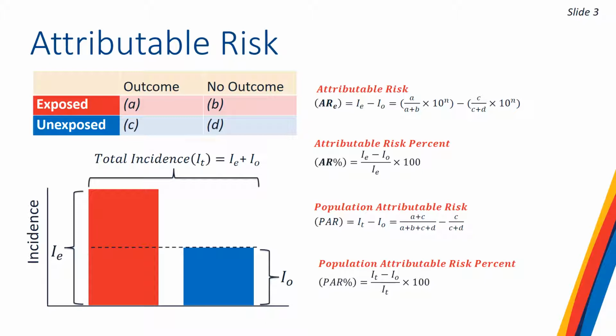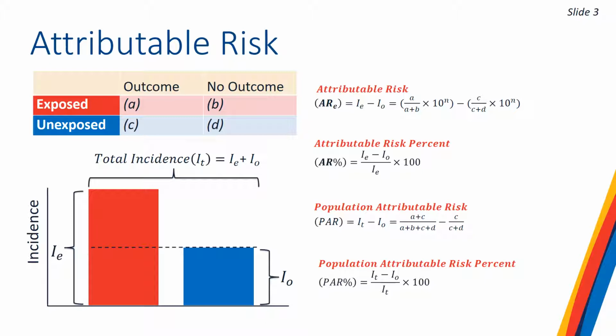As you can see on the graphic here, attributable risk is the difference between incidence in the exposed and the incidence in the unexposed. Conceptually, you can imagine that there is some baseline level of disease in a population, and the attributable risk aims to tell you how much of the disease in the exposed group is above and beyond the baseline level of risk.